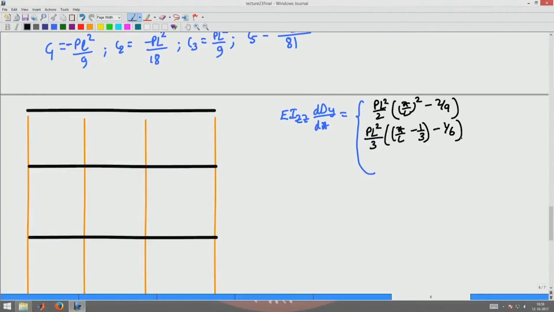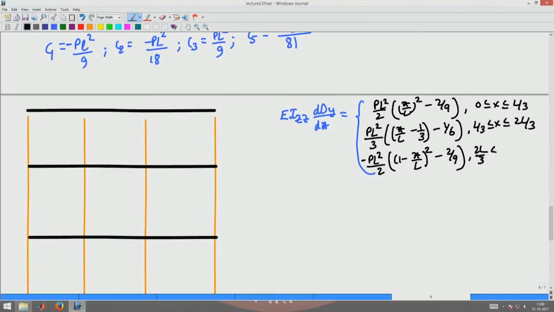minus 1 by 6 PL square by 2 minus 1 minus x by L the whole square minus 2 by 9. This is for 0 less than x less than L by 3, L by 3 less than or equal to x less than or equal to 2L by 3. This is 2L by 3 less than or equal to x less than or equal to L.